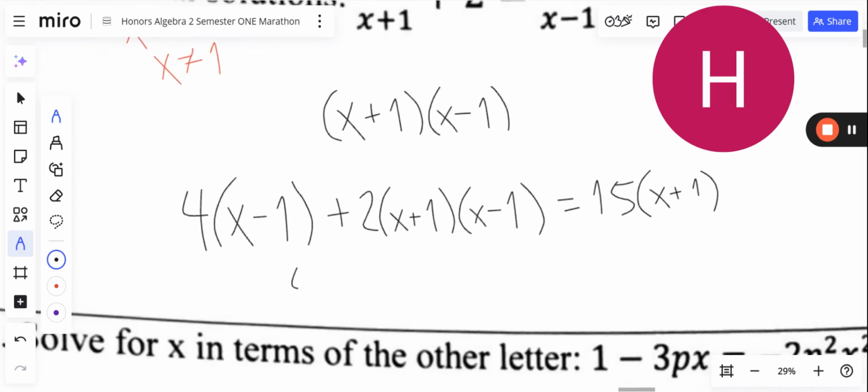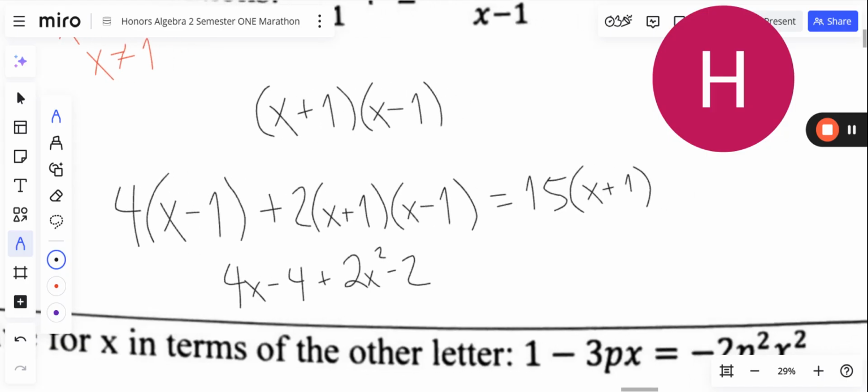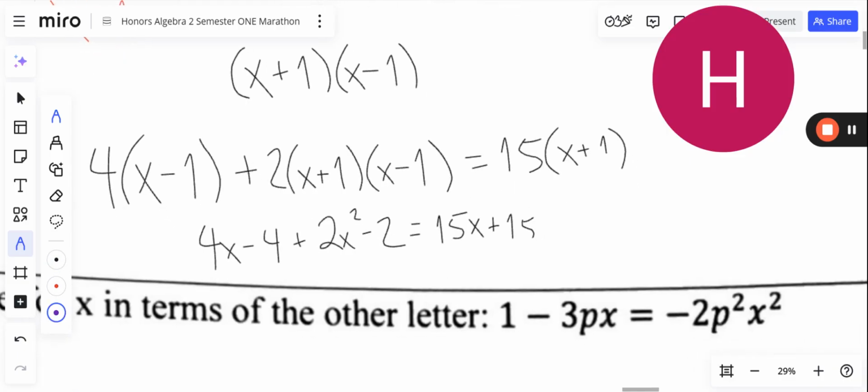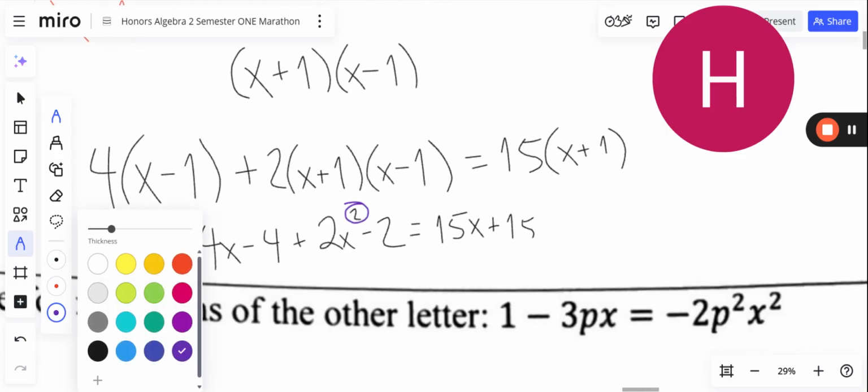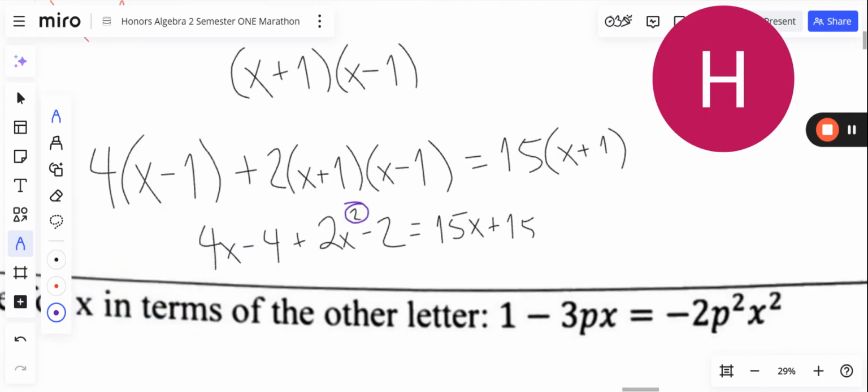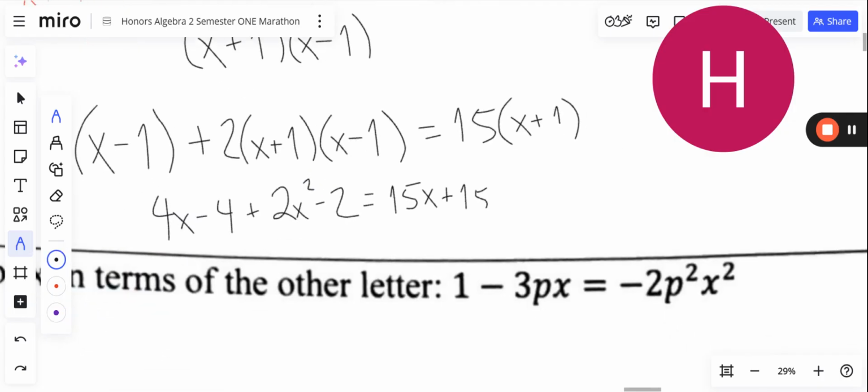Okay, so let's work this out. We get 4x minus 4. Work on your FOIL here. This is going to be 2x squared minus 2. And then we have equals 15x plus 15. So let's get all the terms on one side. This is clearly quadratic because the highest power that we have is that 2. And so let's move everything over to the left side here.